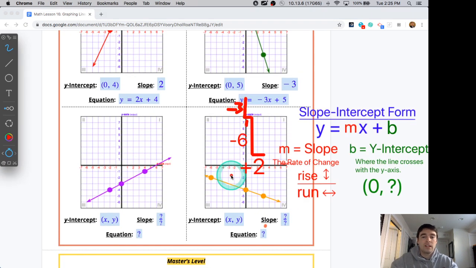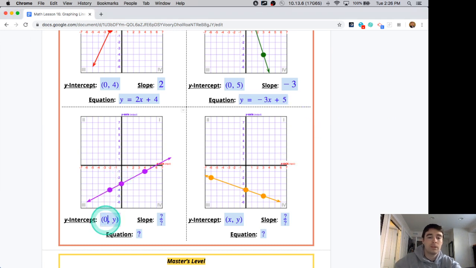Scroll down, take a look at the next 2. For the purple one, I see that it crosses the graph right at the negative 3, so that tells me the x-intercept is going to be 0, and this time it's a negative y-intercept. Y starts out on the negative side of this number line, specifically with a value of negative 3.